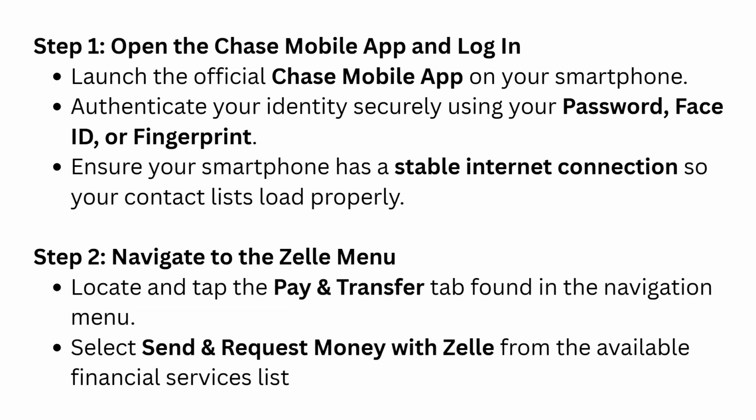Step 1. Open the Chase mobile app and log in. Launch the official Chase mobile app on your smartphone. Authenticate your identity securely using your password, Face ID or fingerprint. Ensure your smartphone has a stable internet connection so your contact list loads properly.